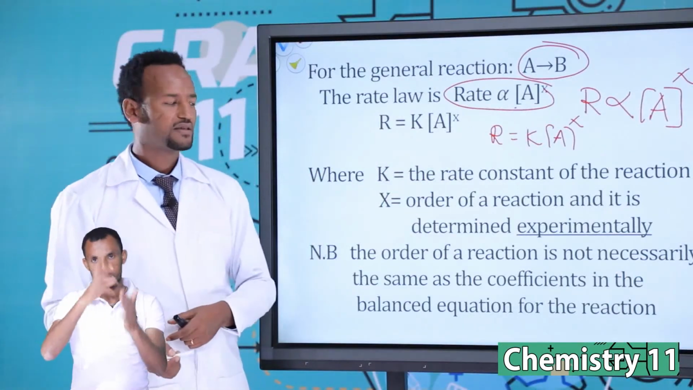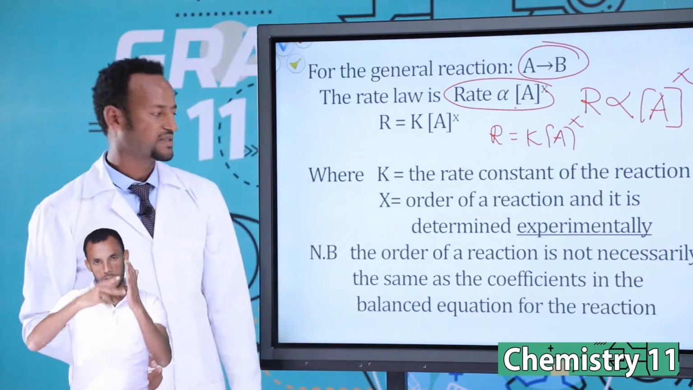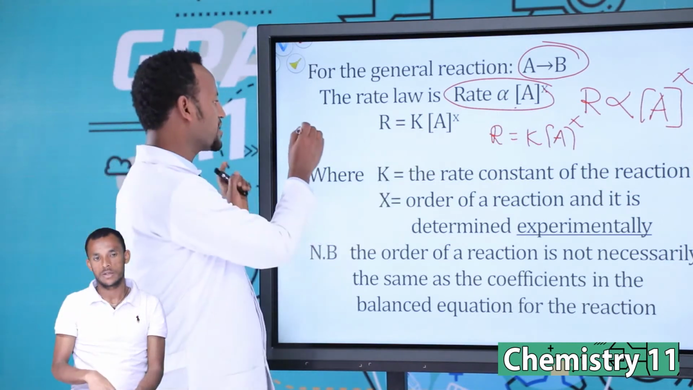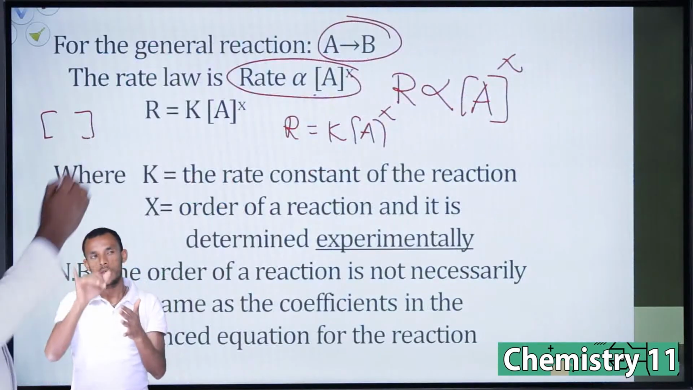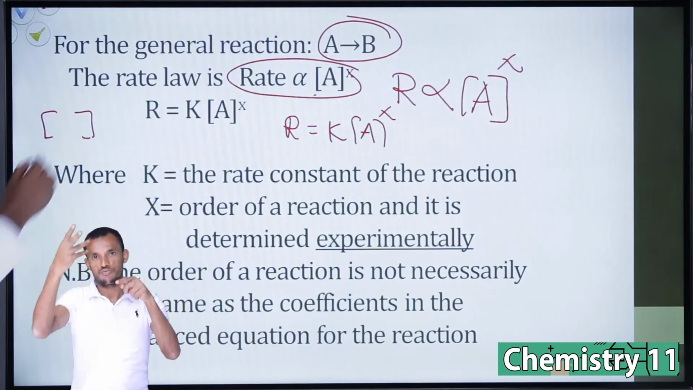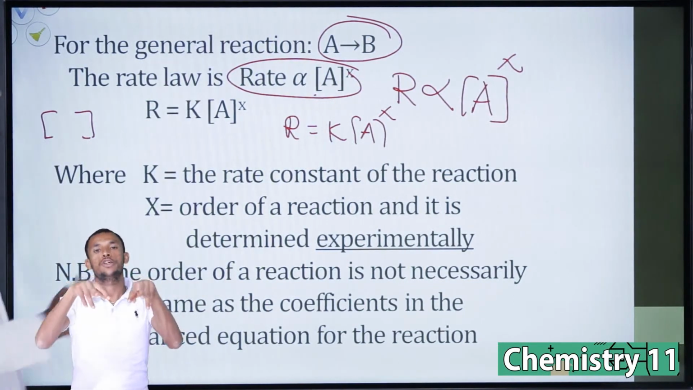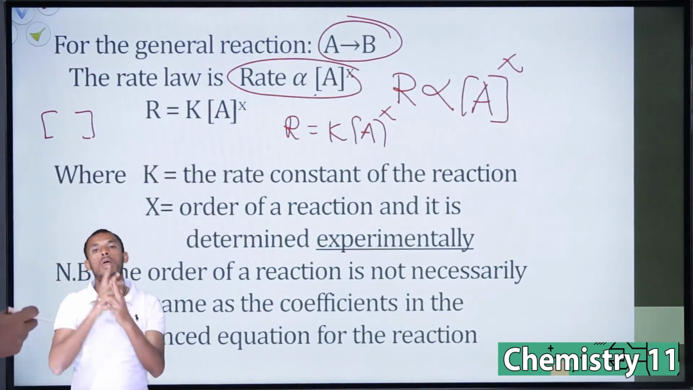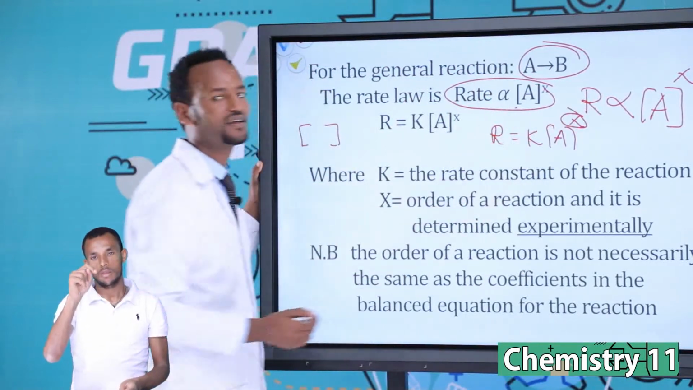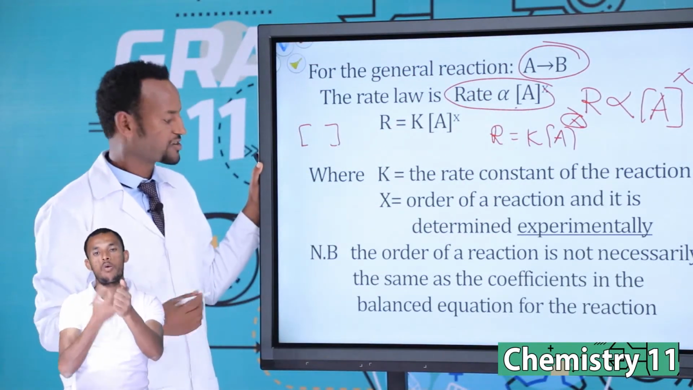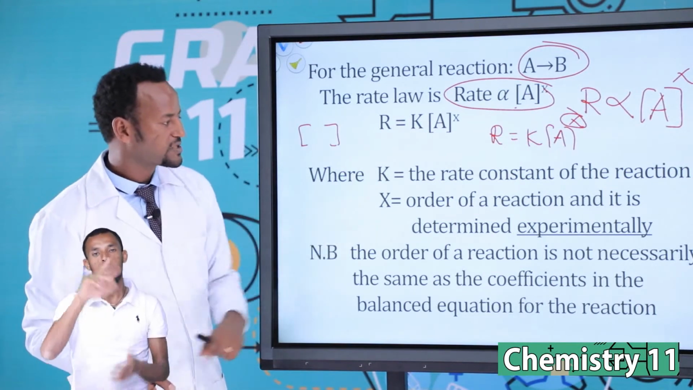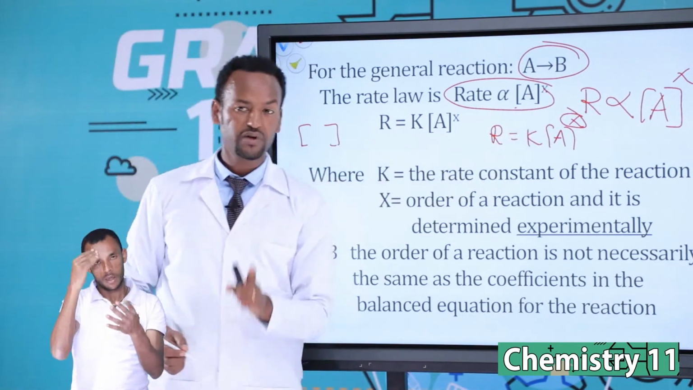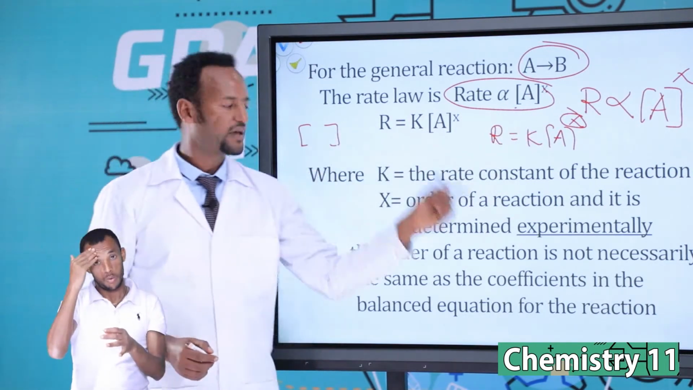R means rate. K is the rate constant for the reaction. Students, what does the square bracket mean? Yes, concentration. A in square brackets indicates the concentration of the reactant. Another point, X is the order of the reaction. K is the rate constant, X is the order of the reaction, and it is determined experimentally.